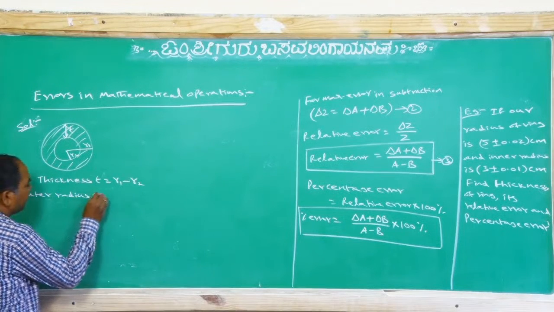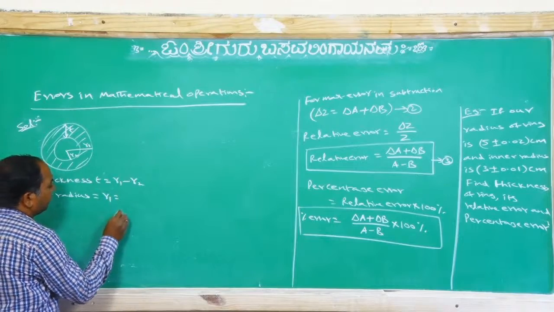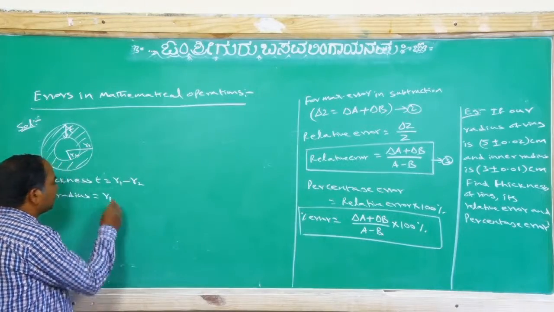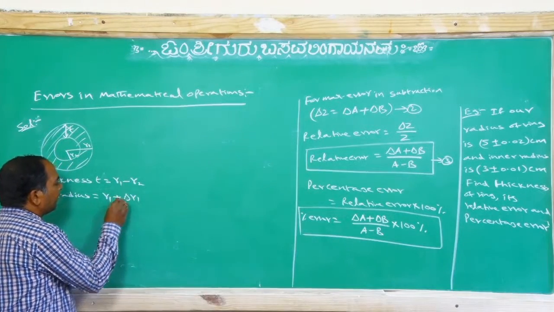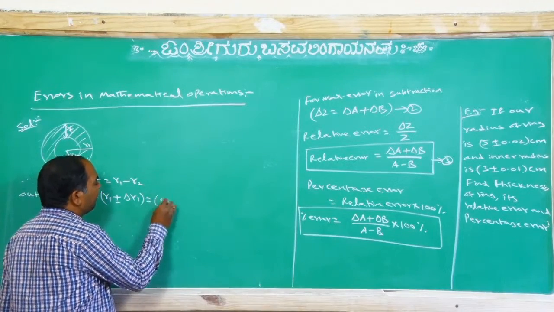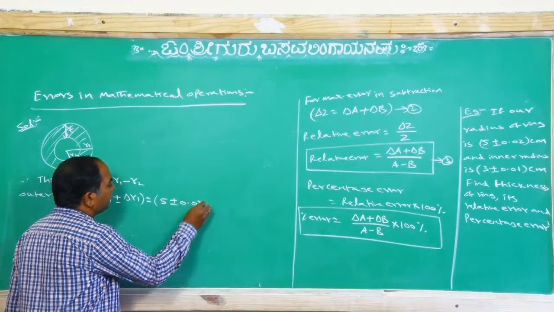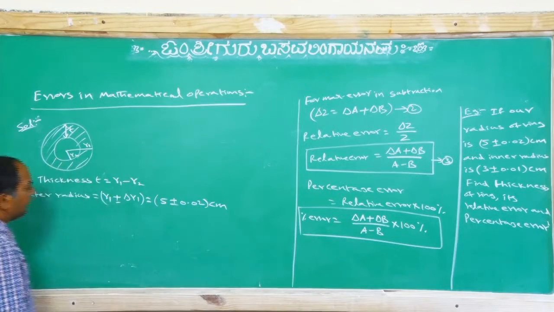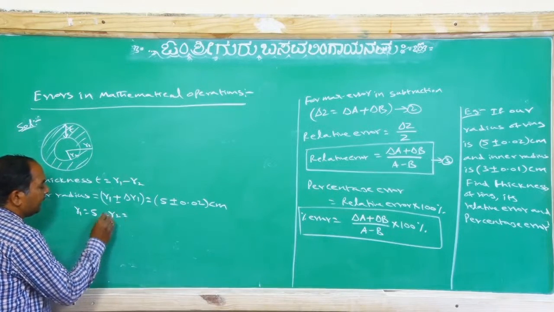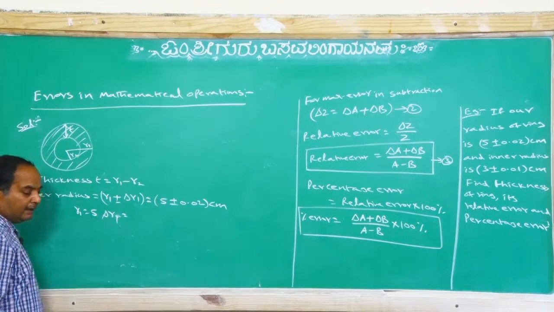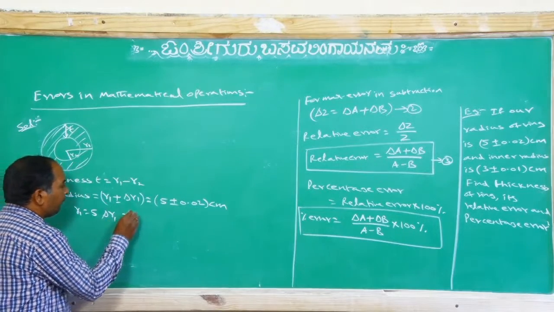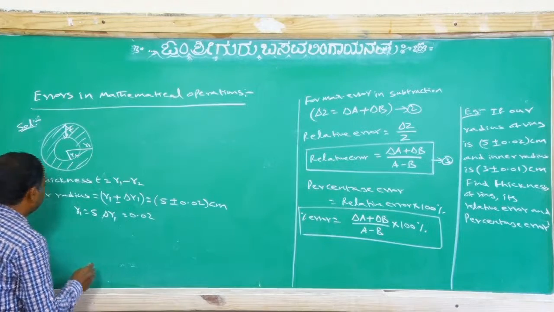Here the outer radius R1, with error, R1 plus or minus delta R1, is given as 5 plus or minus 0.02 centimeter. Next, here R1 is equal to 5, and delta R1 is equal to 0.02. Next, inner radius.